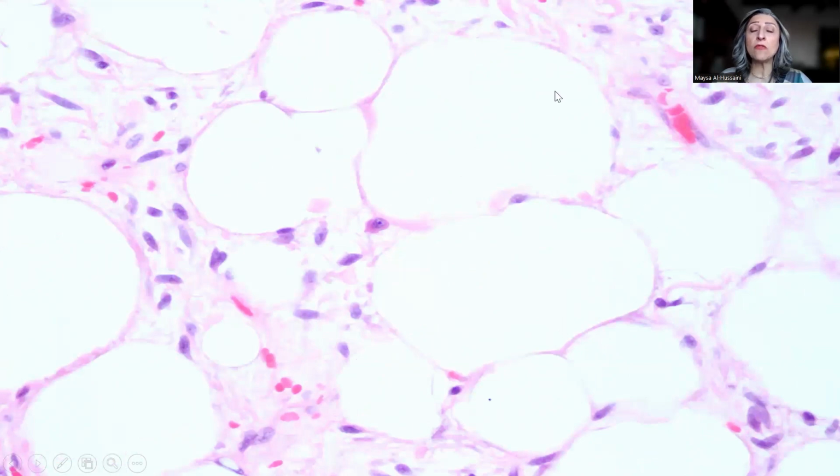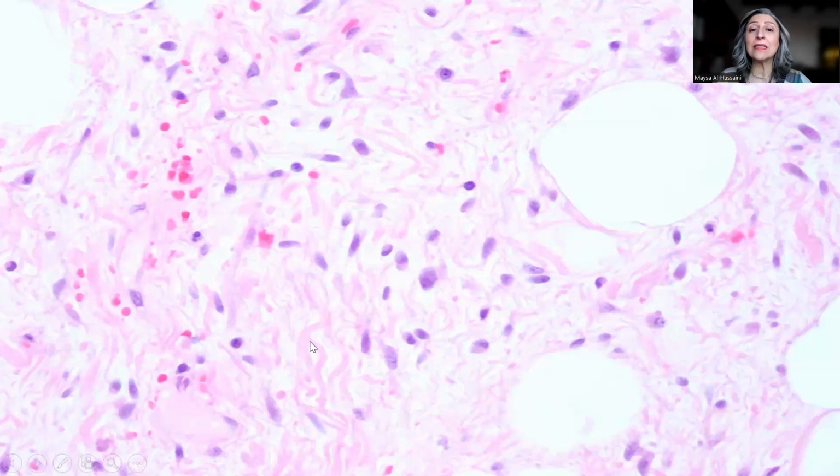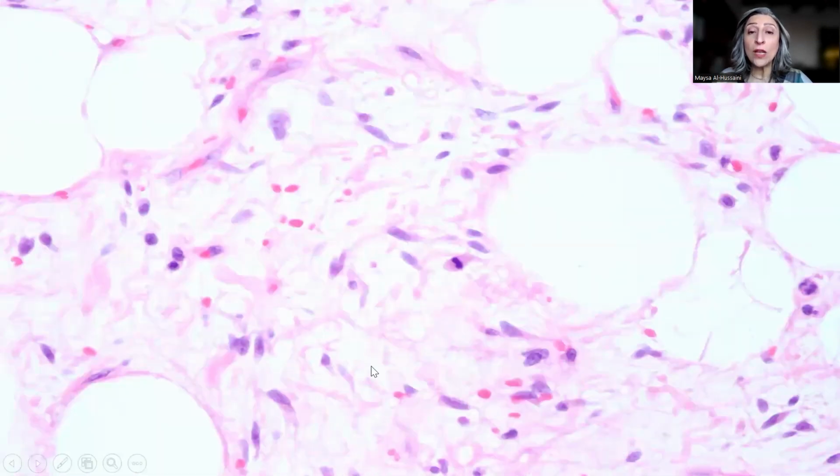And moving on from one field to the other, you start to see again those large lipocytes, scattered mast cells, which are an important clue to the diagnosis of a spindle cell lipoma. And then we have some stellate cells or some spindle cells in between. Now, moving on more and more, you start to see less of the lipomatous component, more of the spindle cell and stellate component, and more of the collagen.